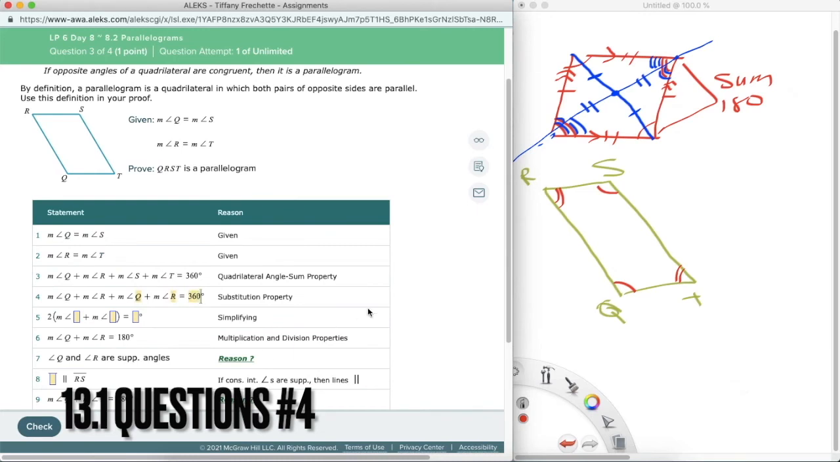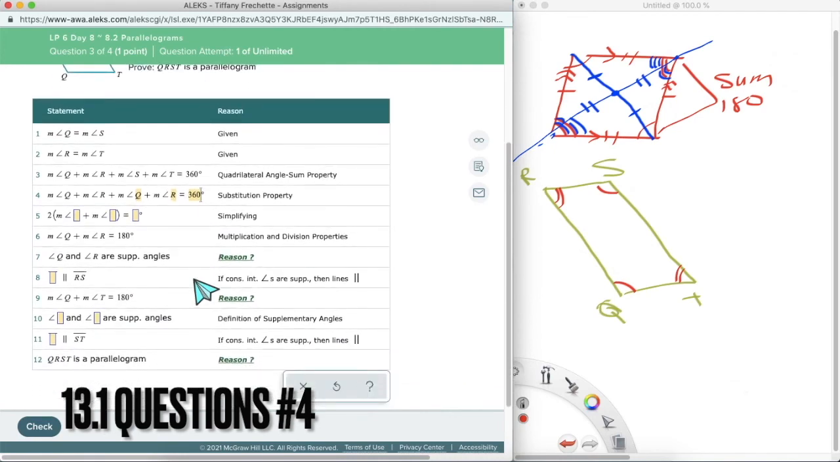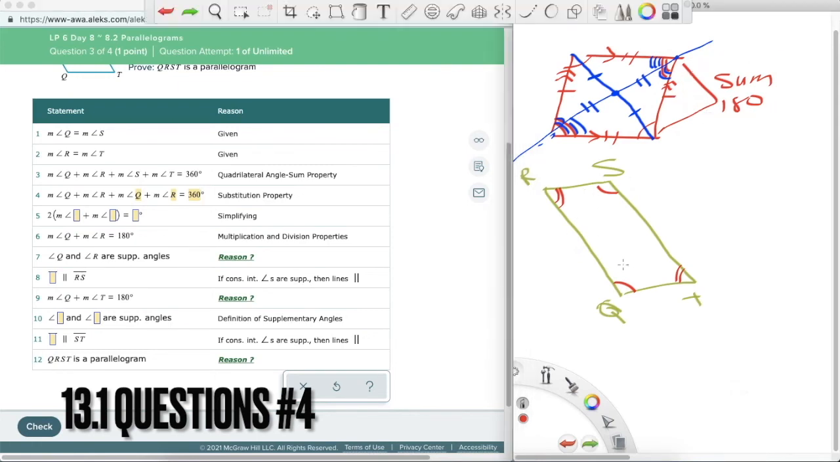What we're trying to get to is something similar to the idea that we were doing in the last one, but we don't have a transversal to use alternate interior angles. So now, the easiest way to do this with angles is using the consecutive interior angles, or supplementary, or this one right here. Or run one right after the other. If we add one of these, S to T, or T to Q, or Q to R, whatever we add together, they should add up to 180 degrees.